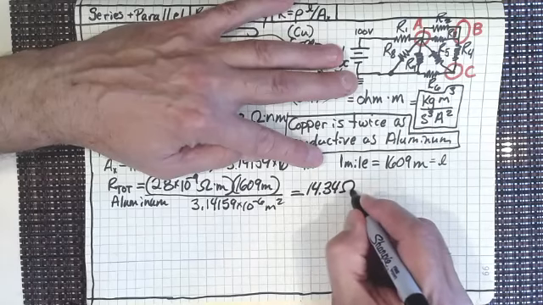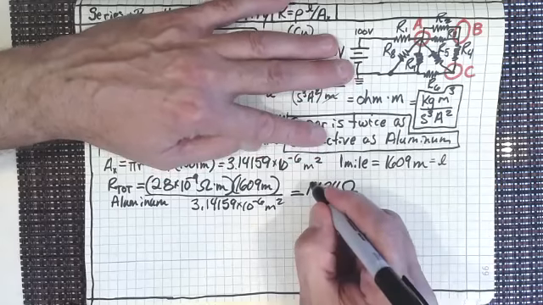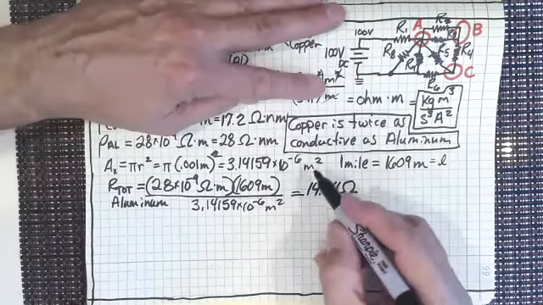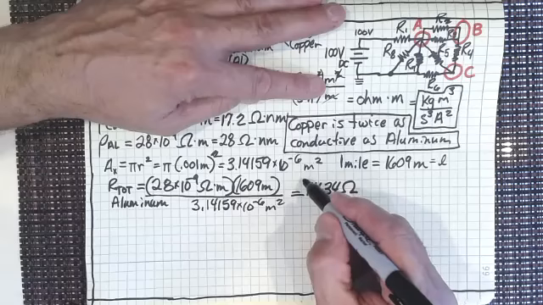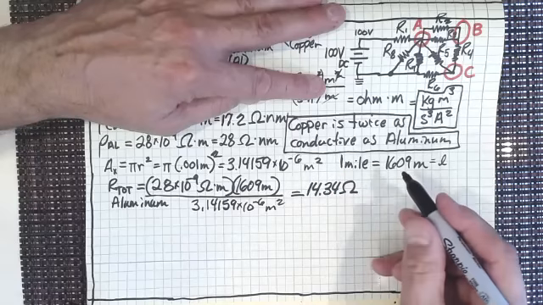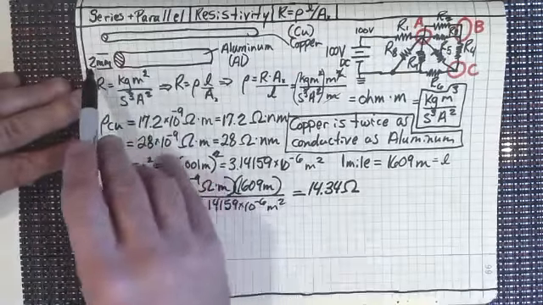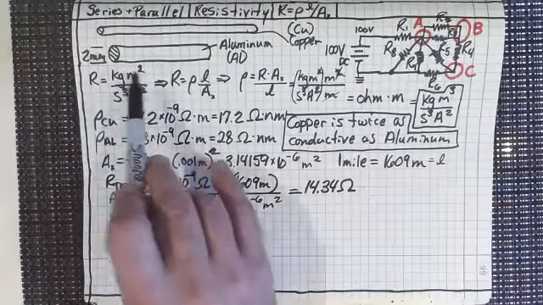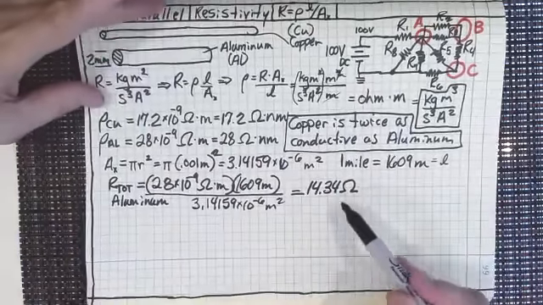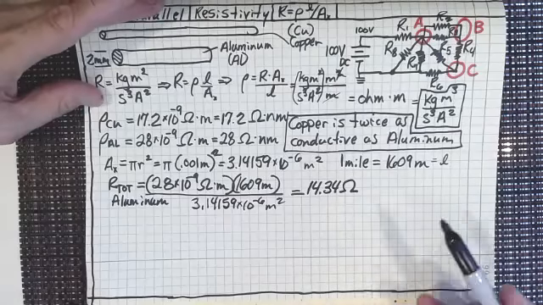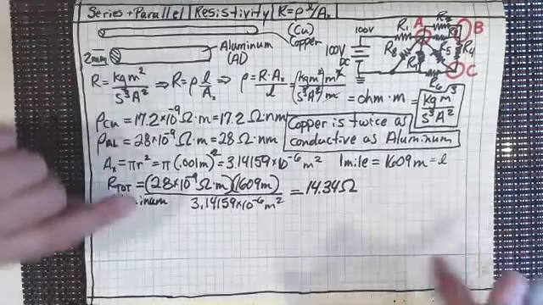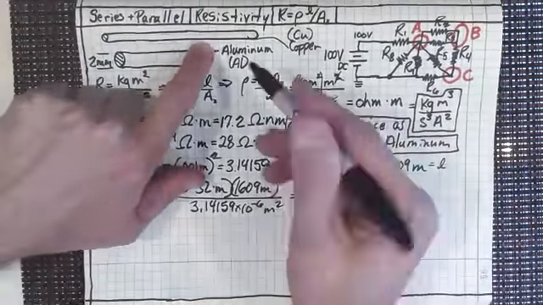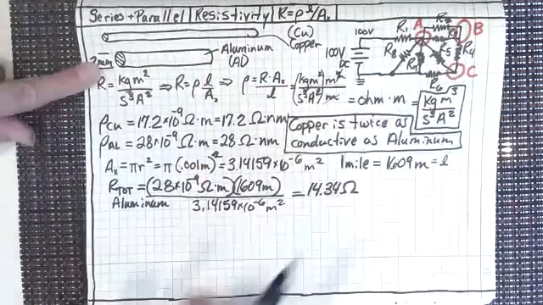14.34 ohms. I'm sure that's what everybody else got too, right? So this is for aluminum. That's going to be for an aluminum wire that's 2 millimeters in diameter, all the way down there. 14.34. Now, let's do the other one, the copper wire.